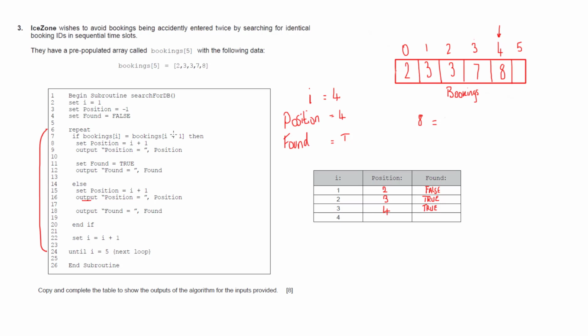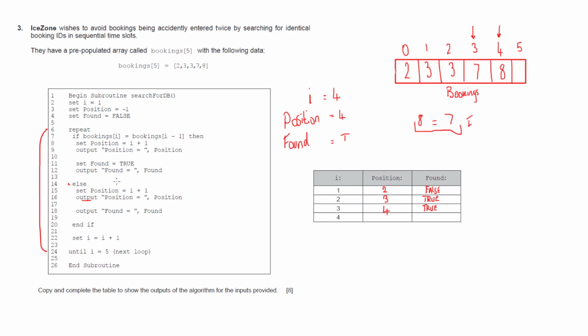And is 8 the same as bookings at the position of I minus 1? I is 4, minus 1 is 3. What is inside the bookings array at the position of 3? And that is 7. So is 8 the same as 7? Turns out that is false. So we jump to the else part again on line 14.